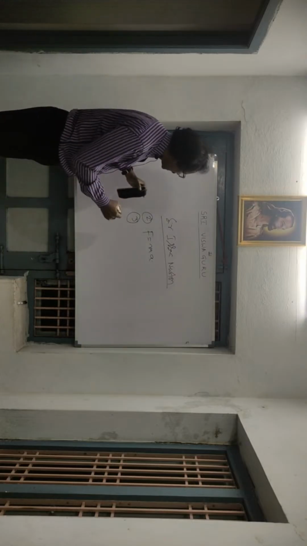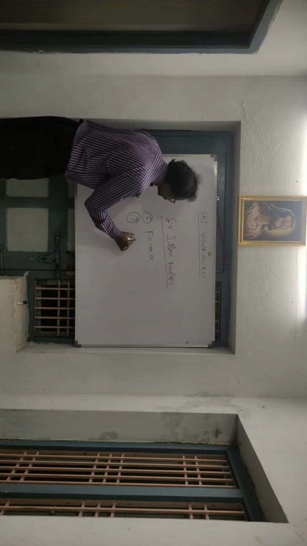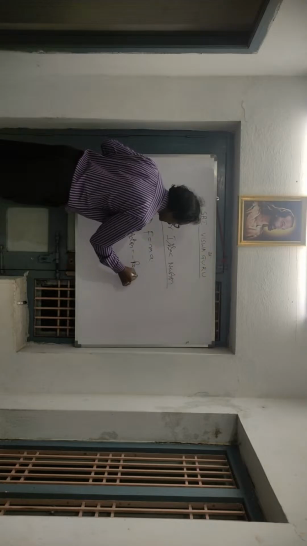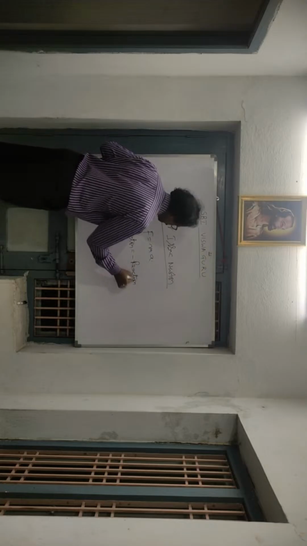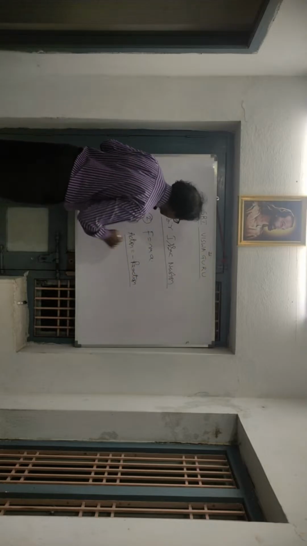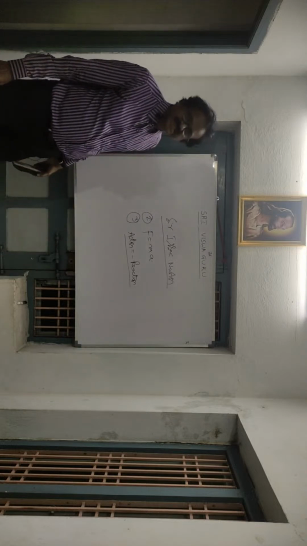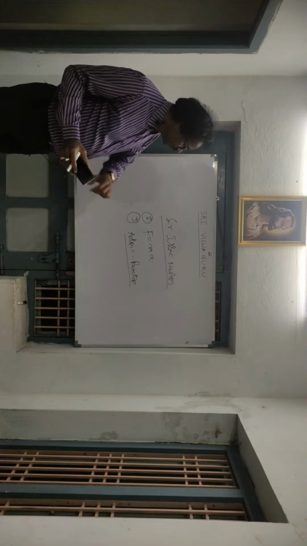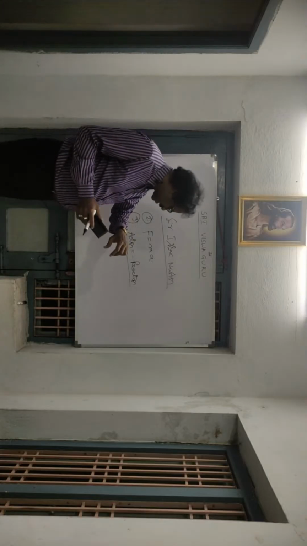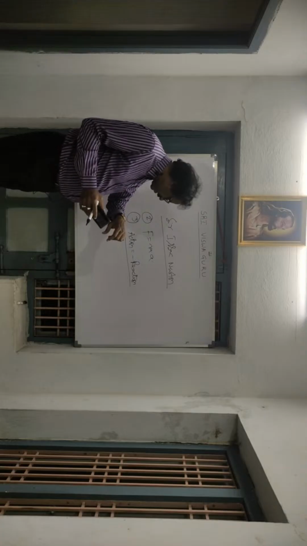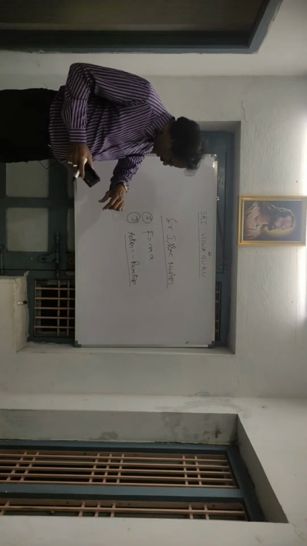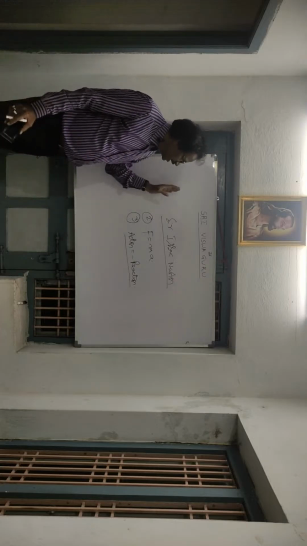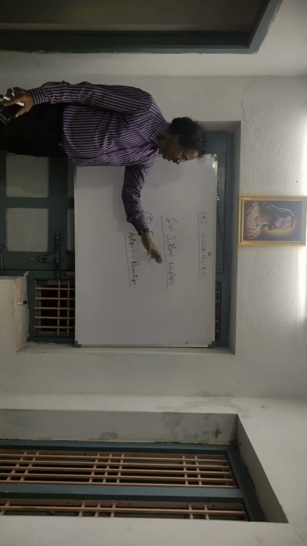So here, action is equal to minus reaction. Action is equal to minus reaction. This is the third formula. These formulas are very, very important in physics. Okay, we have gone through the Isaac Newton formulas.